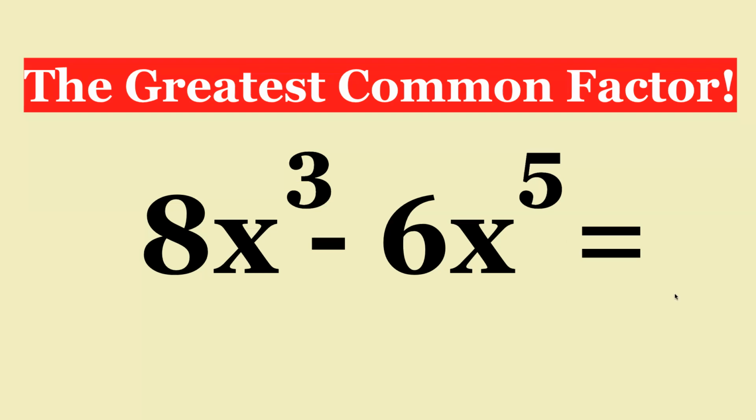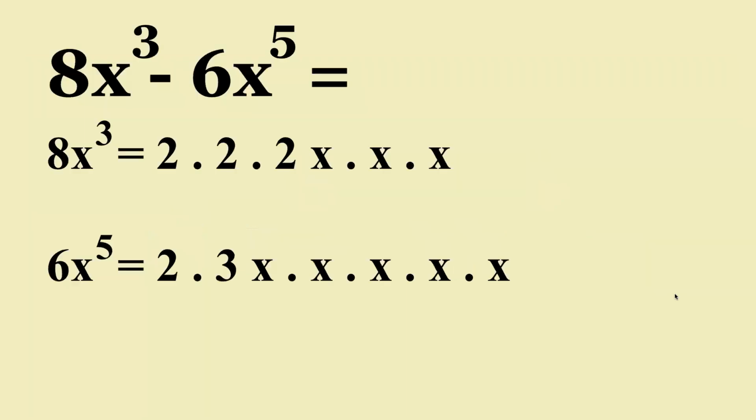So the greatest common factor of 8x cubed minus 6x to the 5. Now, I'm just going to break down the two terms here. So we call this the first term. 8x cubed is the first term, and 6x to the 5 is the second term. What I'm going to do is break the 8x to the 3 into its prime factors. So 8 is definitely 2 times 2 times 2, and x to the 3 is x times x times x, 3 times.